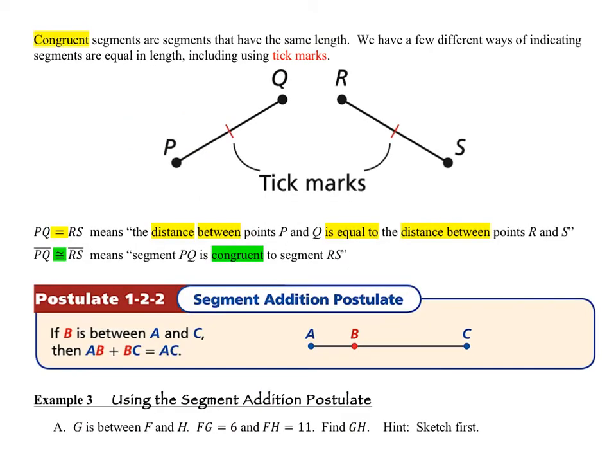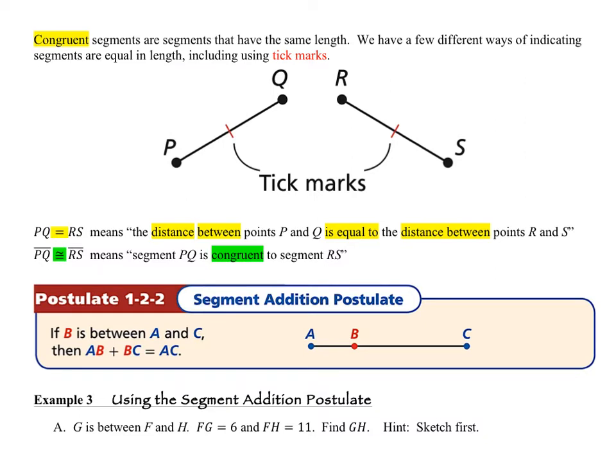We have a new vocabulary word, congruent. Congruent basically just means that 2 things are the same size. So when we're talking about congruent segments, they are segments that have the same length. And we have a few different ways of indicating segments are equal in length, but we're going to be using tick marks very frequently. So imagine that you can see we have segment PQ and segment RS. They each have 1 tick mark indicating they are the same length.